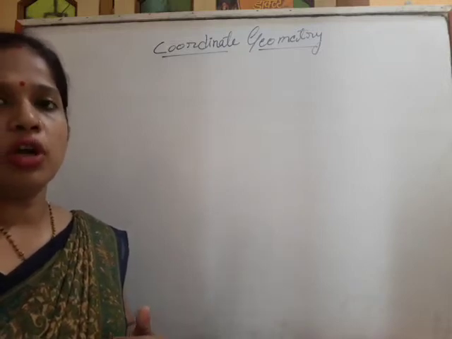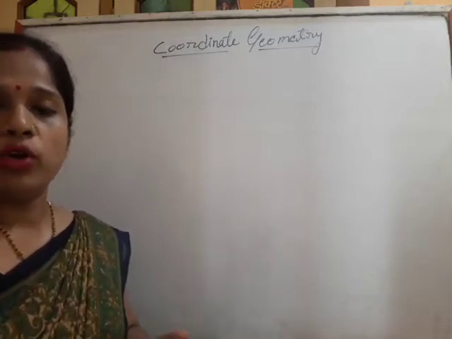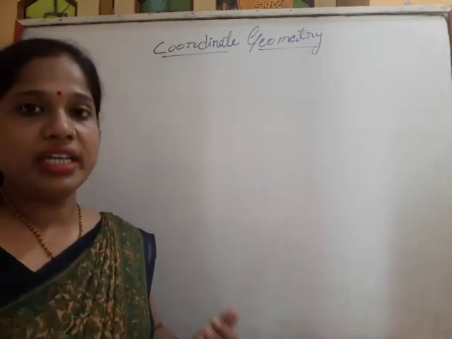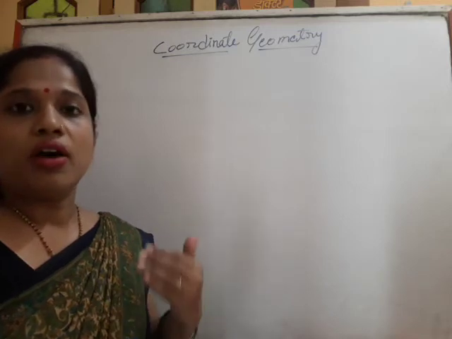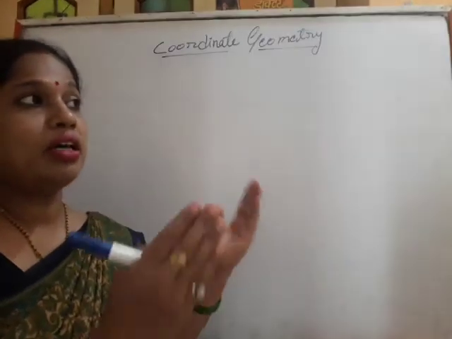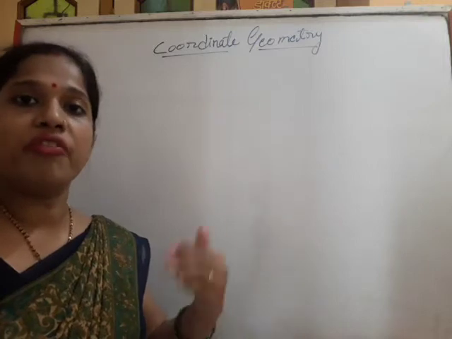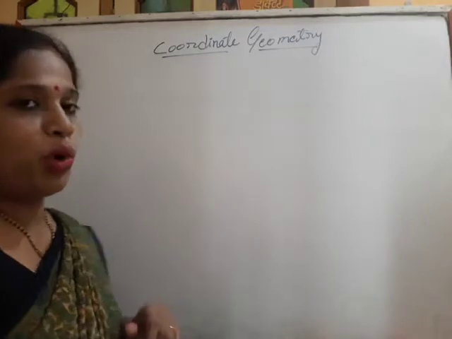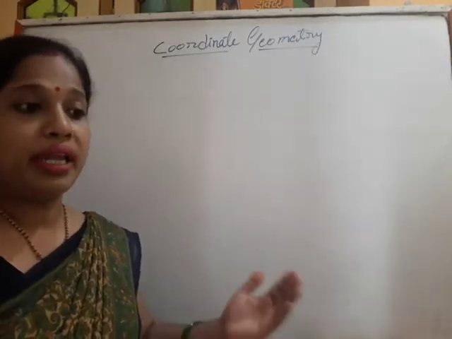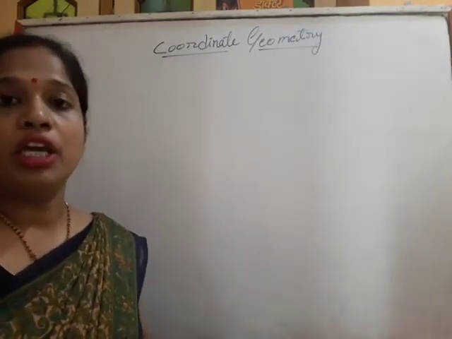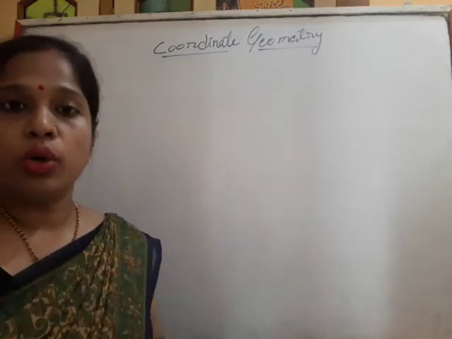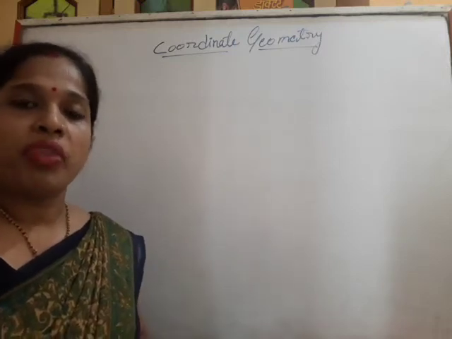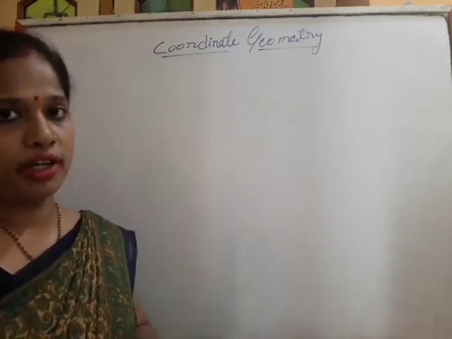So, first of all, what is coordinate geometry? Why do we need it? Coordinate geometry is a branch of mathematics which deals with finding a position in a plane, the position of an object in a plane. What is a plane? The plane can be this board, your floor, your table, your bed, or a door. In these kinds of planes, we can find the position of an object with the help of coordinate geometry.